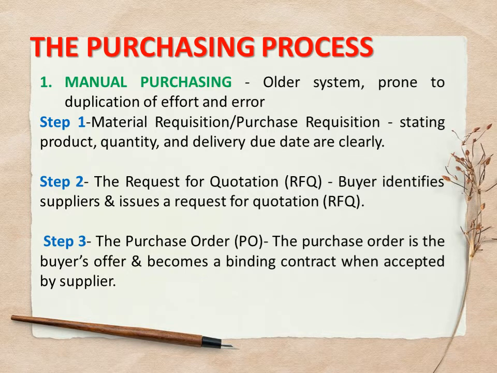Okay, so do you get it? So, it goes like this: make a PR, then serve a request for quotation to the suppliers, and then the winner gets a PO or purchase order, which is served back to the supplier. 32 Trading is the winner. 32 Trading will deliver one ream of bond paper.